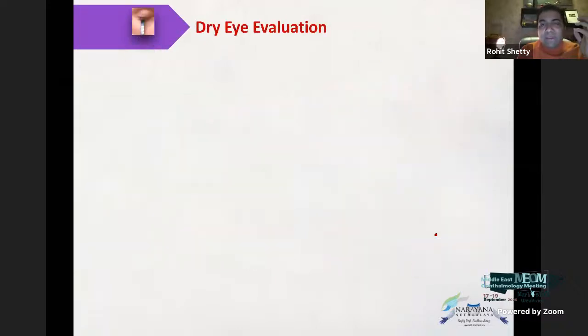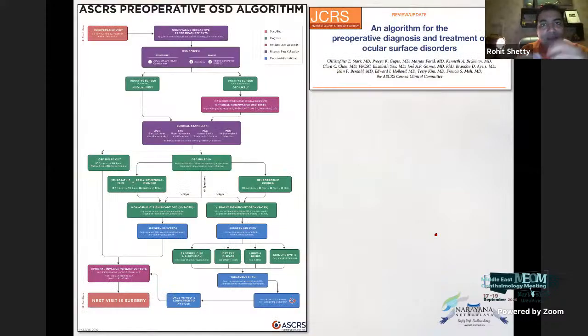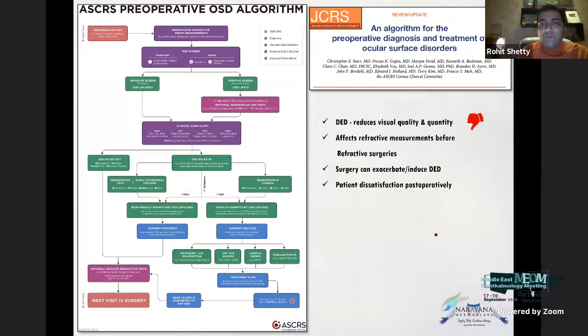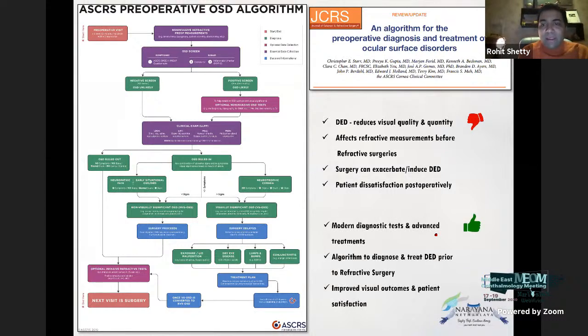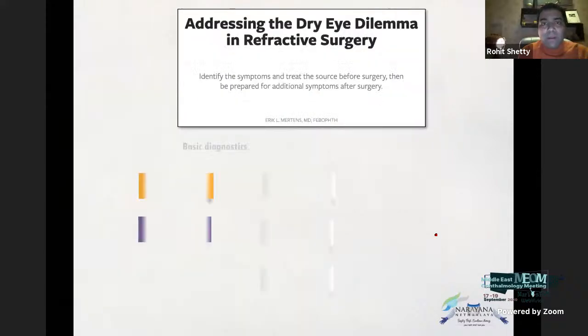So let me start with the basic dry eye evaluation. There are a lot of algorithmic approaches about the staining, and what you do. You can get it from the ACRS website, about the ocular surface disease algorithm. You can choose any kind of algorithm you want, but this is something which is good, and it helps to look for the outliers. And then we look at which are the ones you need to avoid.